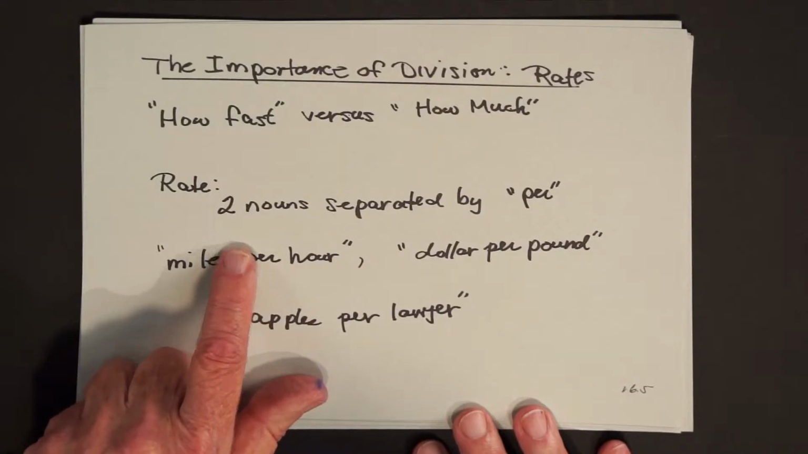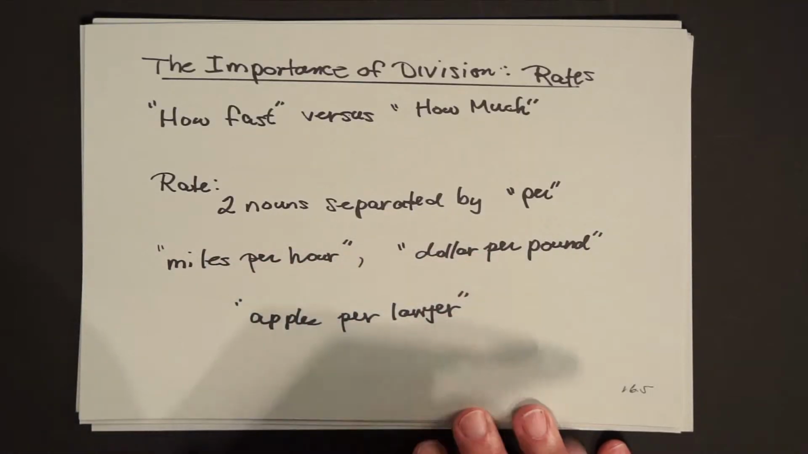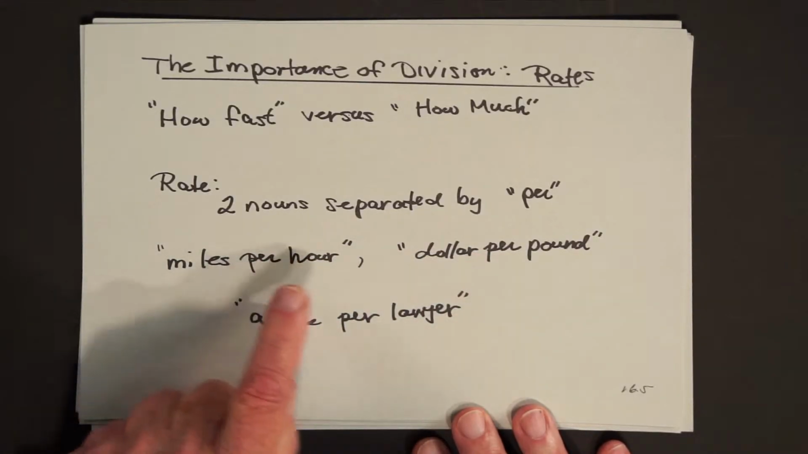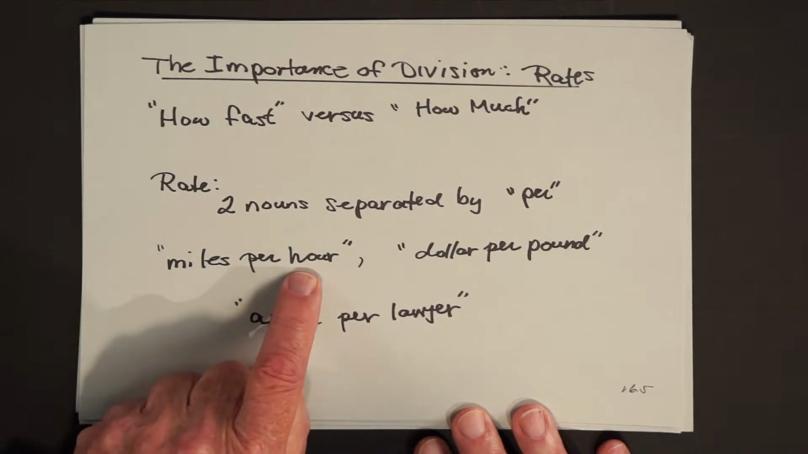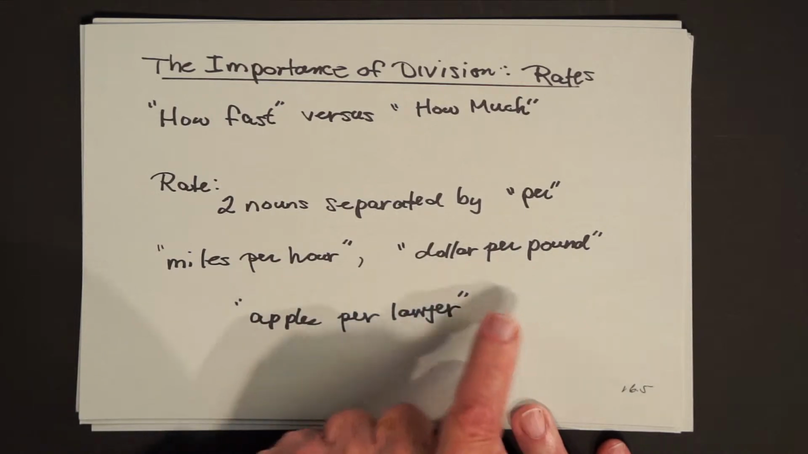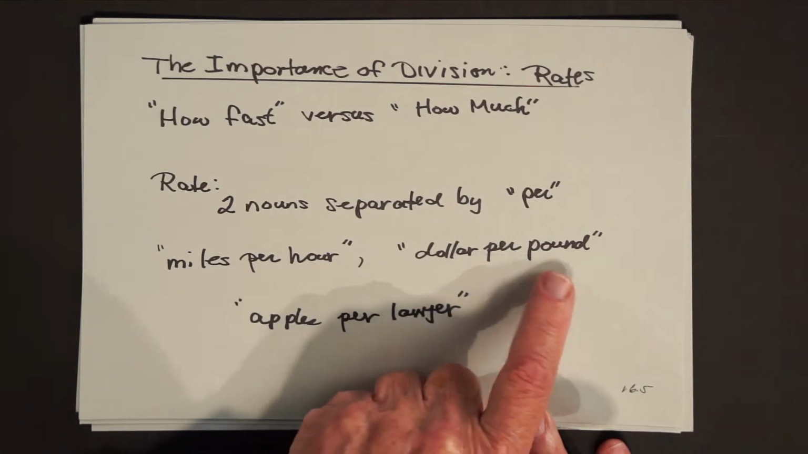You see, a rate isn't a time and it's not a distance. It's a ratio. It's distance per time. A rate is always 2 nouns separated by the word per. Miles per hour. And what does that mean? The number of miles divided by the number of hours. Dollars per pound. The number of dollars divided by the number of pounds.